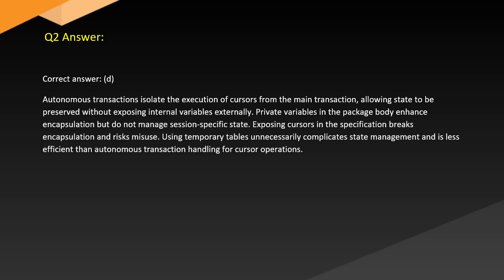Answer. Correct answer. D. Autonomous transactions isolate the execution of cursors from the main transaction, allowing state to be preserved without exposing internal variables externally. Private variables in the package body enhance encapsulation but do not manage session-specific state. Exposing cursors in the specification breaks encapsulation and risks misuse. Using temporary tables unnecessarily complicates state management and is less efficient. Autonomous transaction handling for cursor operations.